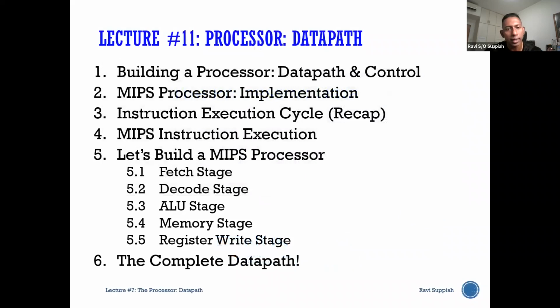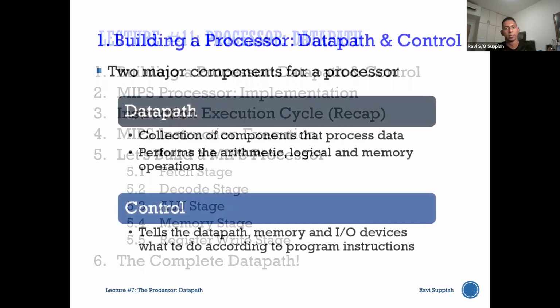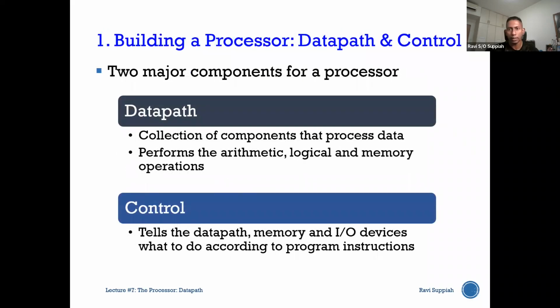So let's look at this data path. We are going to build up a processor and understand how it works. The 2 basic parts of the processor are what we call the data path and the control. The data path is basically the flow of information as it passes through the different stages of the processor. And since there are many different pathways for data to flow, we need to have this control mechanism to decide which data goes to which area and so on. So that is where the data path and the control come in.